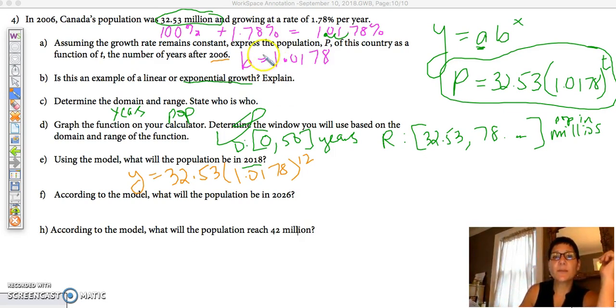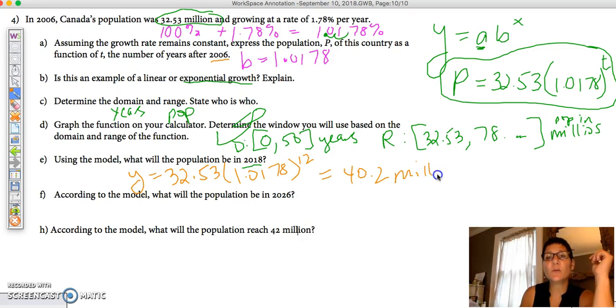Okay. So this would be, and again, you could just do it on your calculator. So 40.2 million. Again, you know I'm going to want my units. Okay. So then again, it's asking what will the population be according to the model in 2026? Well, 2026 is 20 years later.